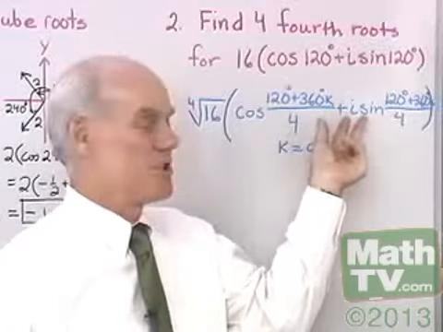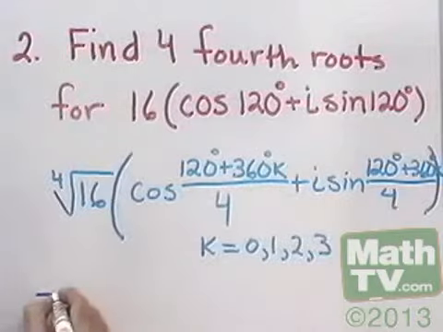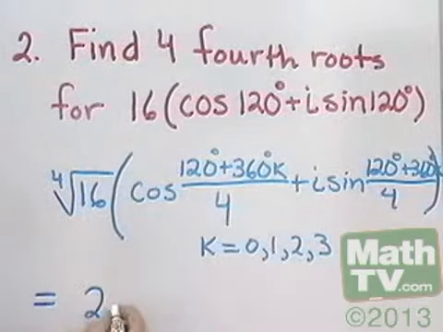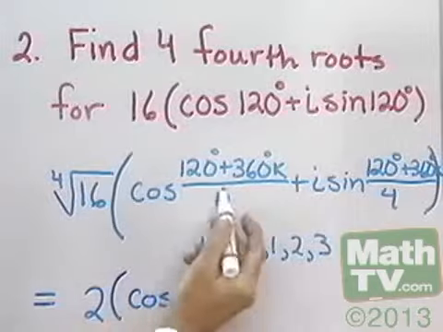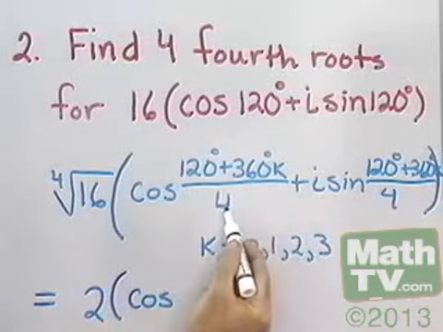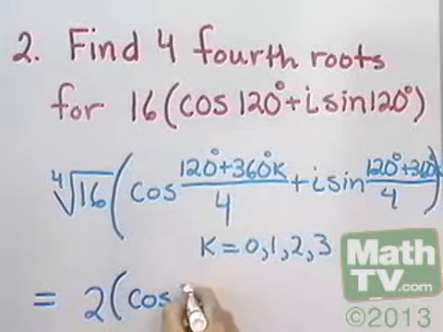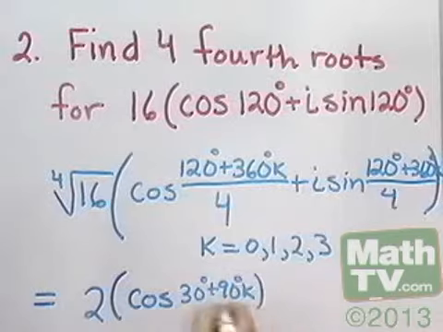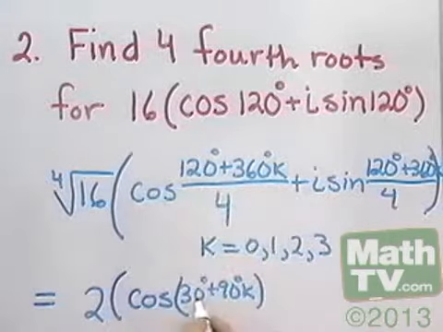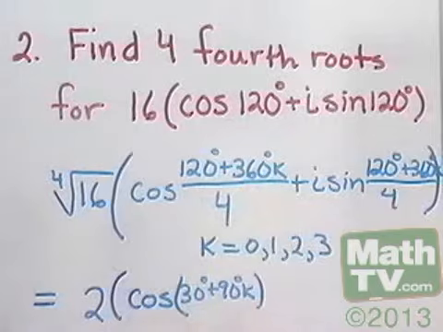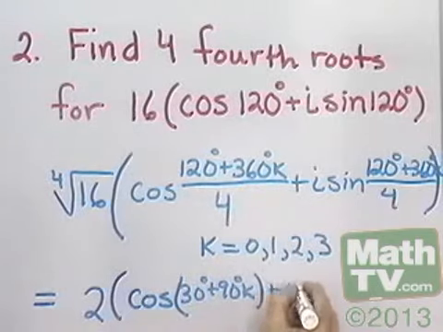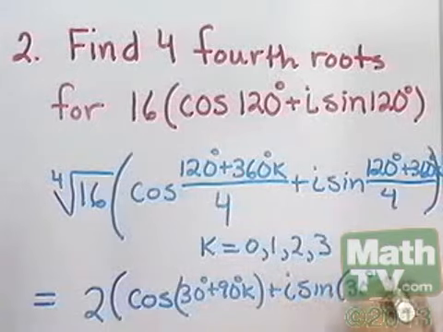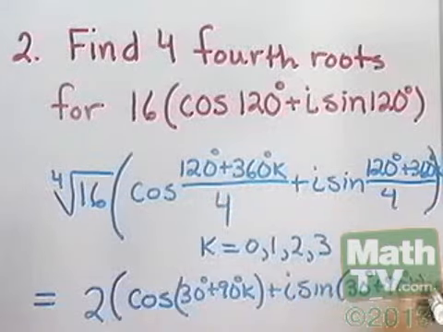But before I do that, let's just simplify this a little bit. I end up here with the 4th root of 16, that's the real 4th root of 16, which is 2, times the cosine of, okay, 120 plus 360 divided by 4 is going to be equal to 30 degrees plus 90 degrees times k. Because 4 divides into 120 30 times, and 4 divides into 360 90 times. Plus i times the sine of the same thing, 30 degrees plus 90 degrees times k.